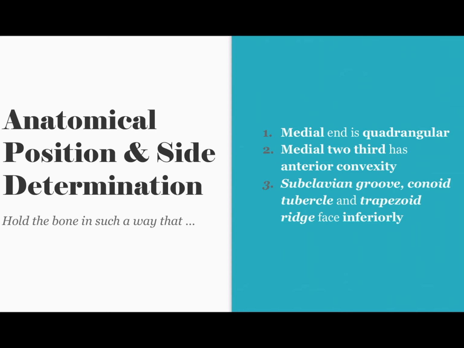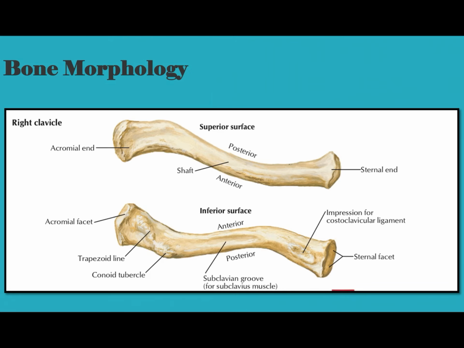Let's have a look at all of these three closely. This is the right clavicle as viewed from above. This is the sternal or the medial end, which articulates with the sternoclavicular joint, which also involves the first rib. This is the lateral end or the acromial end, which articulates with the facet on the acromion process of the scapula. This is the posterior aspect of the bone, and this is the anterior aspect of the bone.